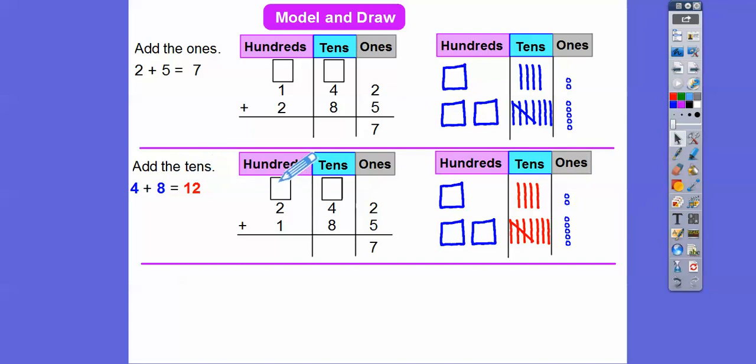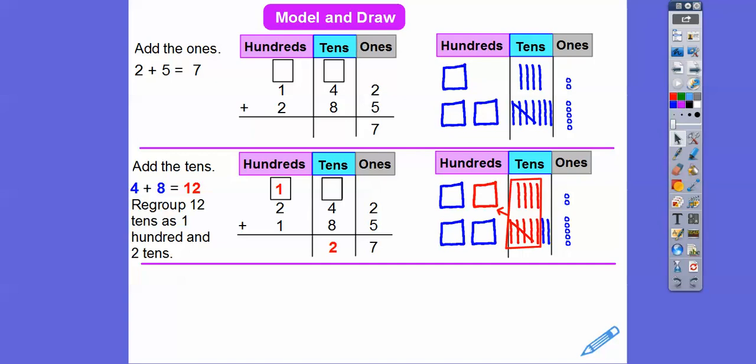So that's going to be 1 hundred and 2 tens. Okay, 12 tens is the same as 1 hundred and 2 tens. So we'll regroup the 12 tens as 1 hundred and 2 tens. Right there we regrouped them. Here's our 12, or 2 tens, I'm sorry, 1 hundred and 2 tens. And then look over here. These 10 sticks made this new hundreds block right there.